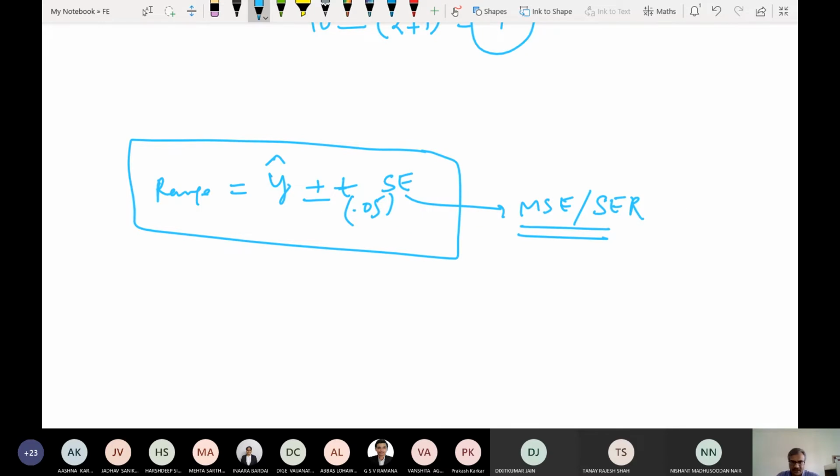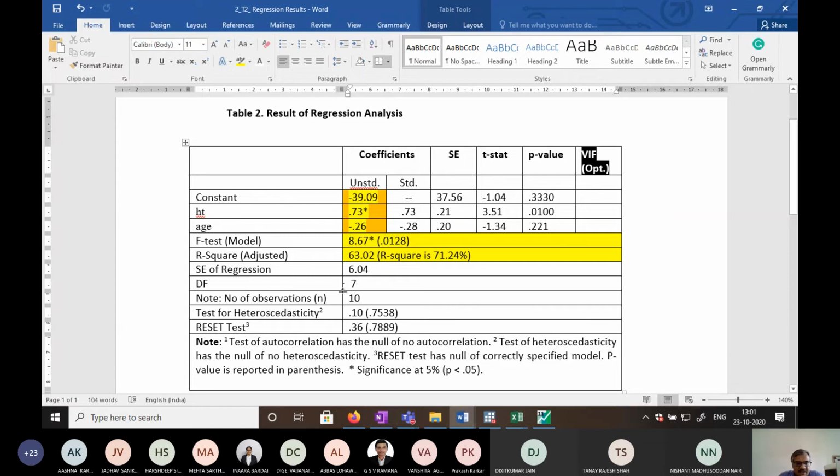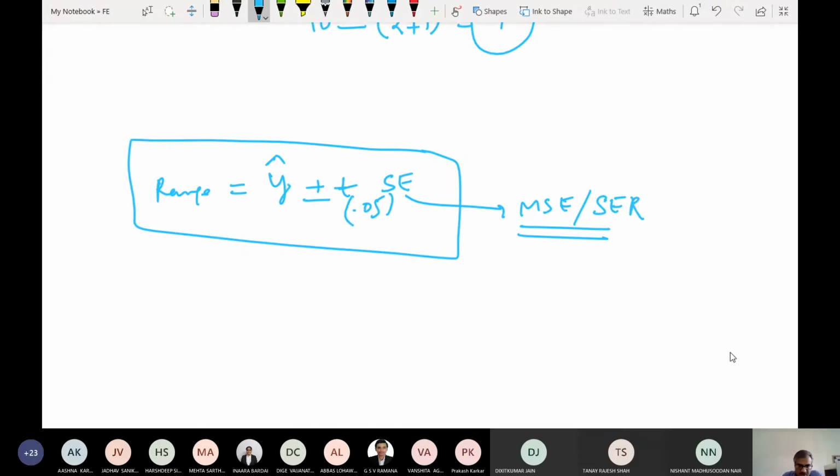I'll take you to the output again. When I'm saying SE, I'm talking about the SE of regression, the standard error of regression, which I would like to use in calculating the range. This is 6.04, so SE is equal to 6.04. The T value we are calculating.